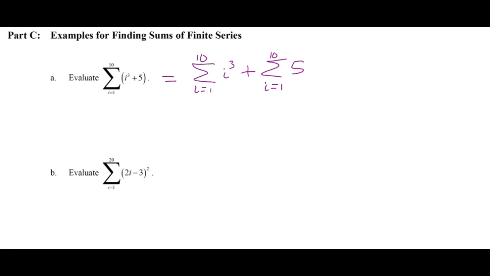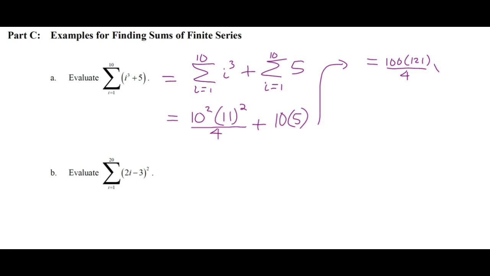Okay, so we have a formula for this, right? And the formula for this is n squared, so this could be 10 squared, times n plus 1 squared, over 4, plus the sum of this, which is 50. So 10 times 5, 50. Let's just write it as 10 times 5, so we recognize that. So what do we got? 100 times 121 over 4, plus 50.